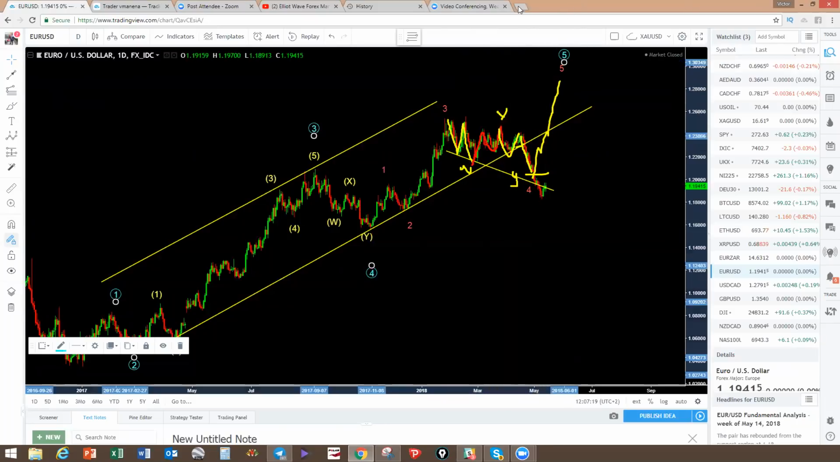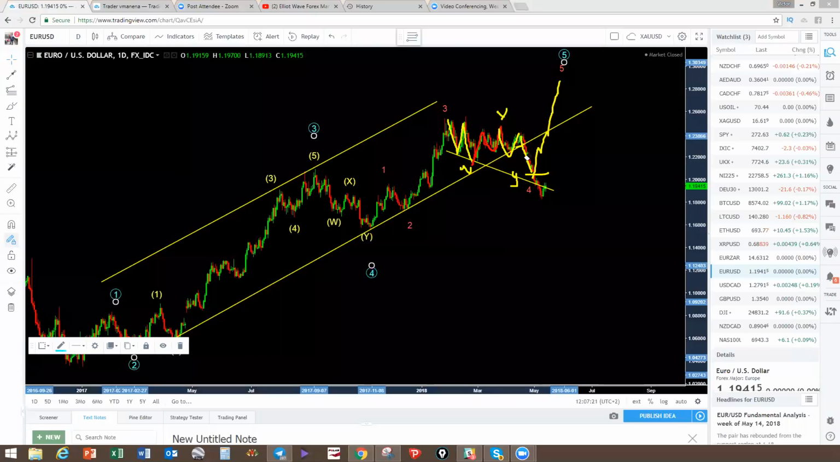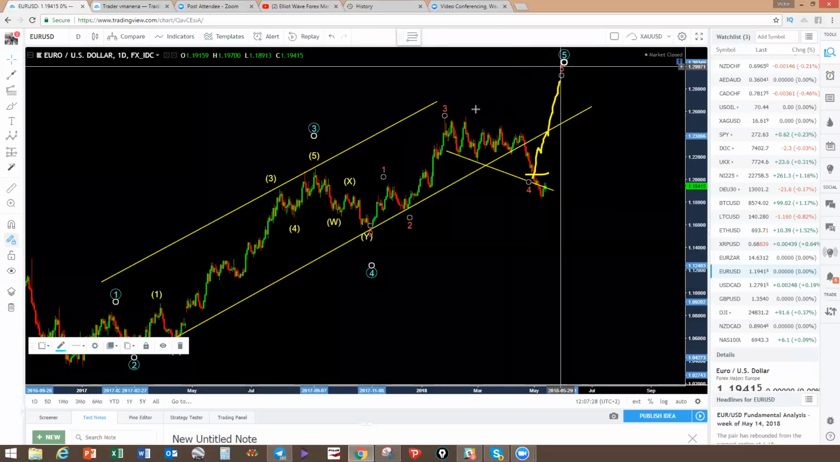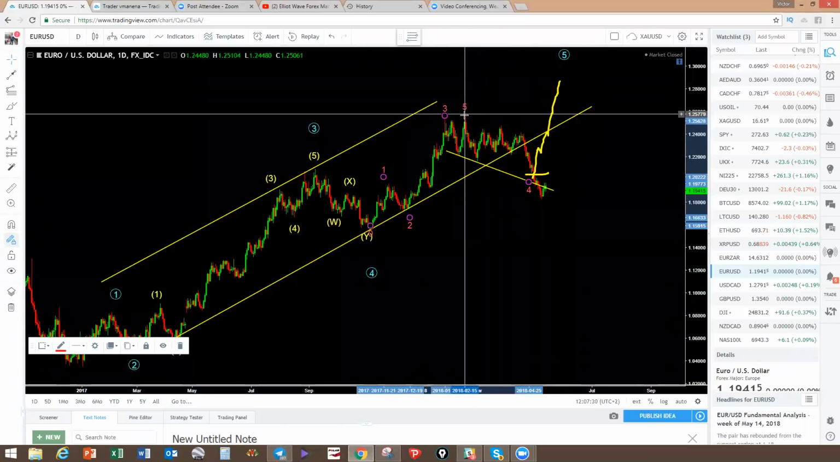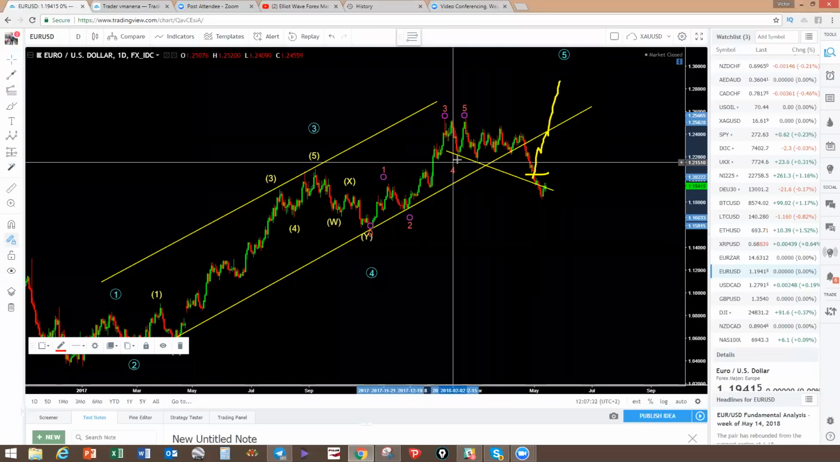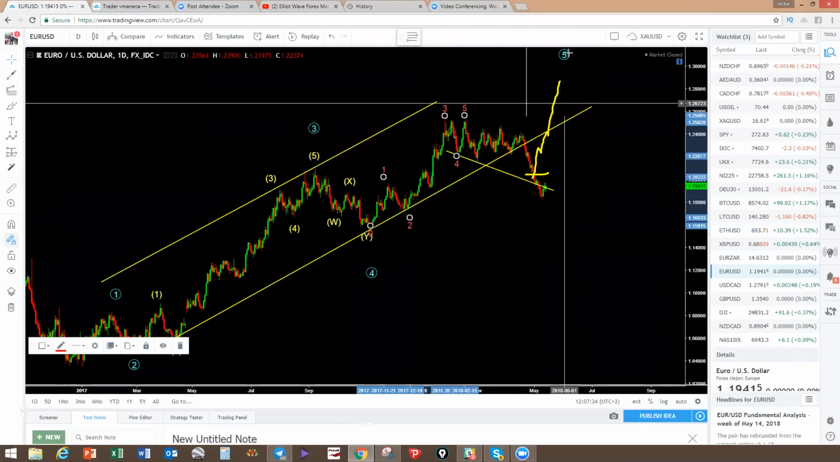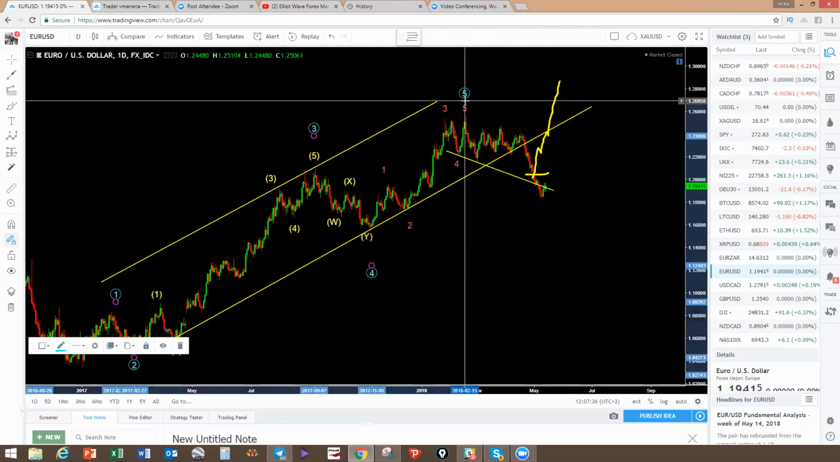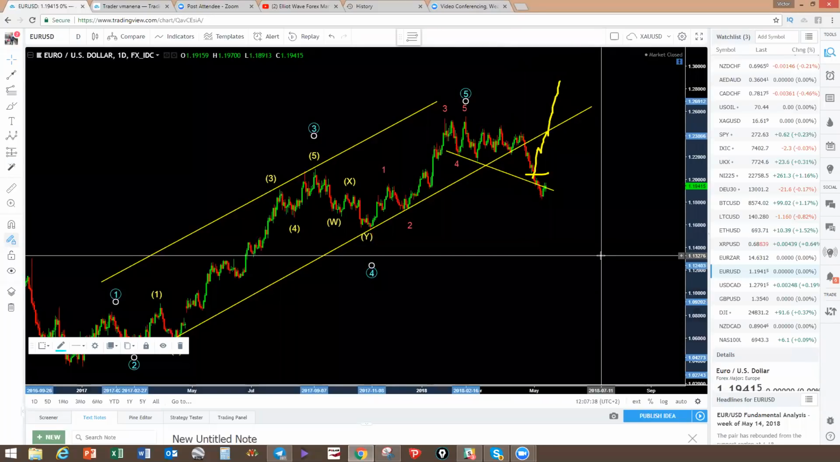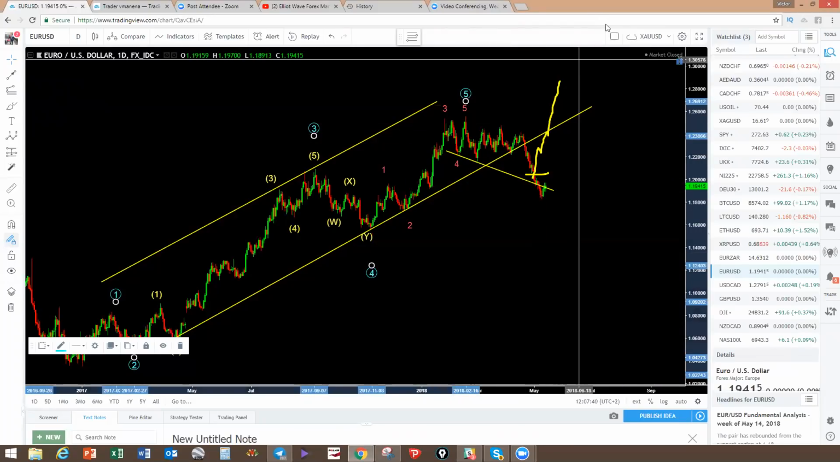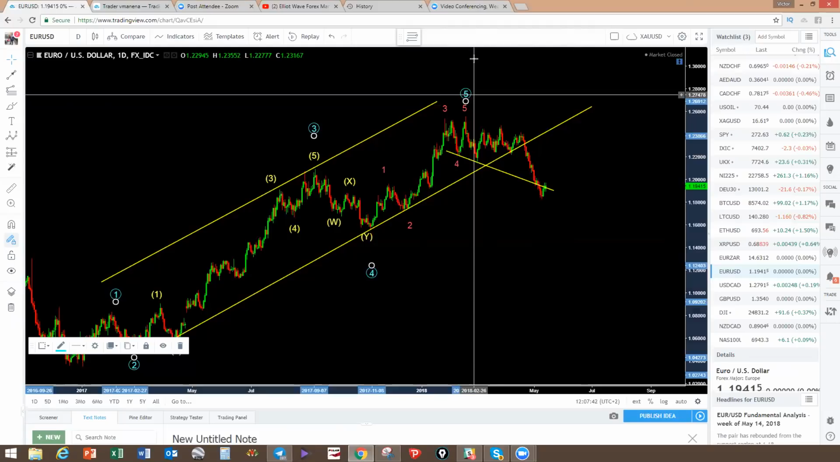Okay, so this is what happened. I showed this last week as well. Instead of this being a wave 4 here, you got truncation. And if you got truncation there, it means that your wave 5 in red was complete. That's what we missed. And that's the thing about truncation, it does not give you a warning. You won't see it beforehand.